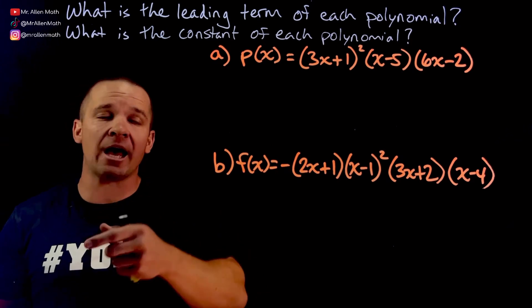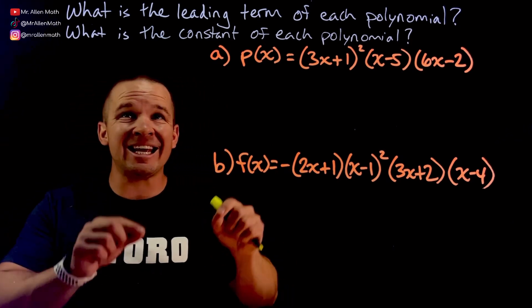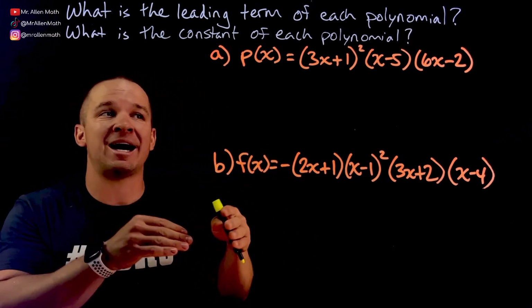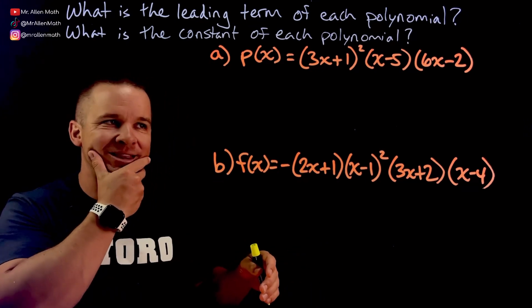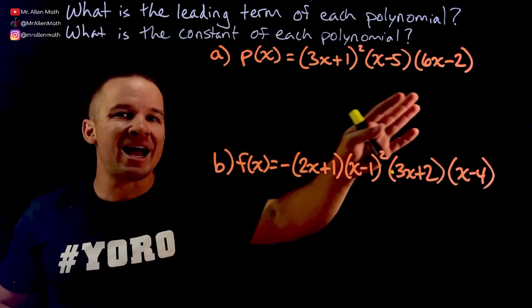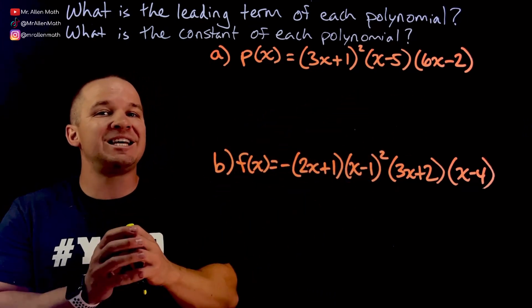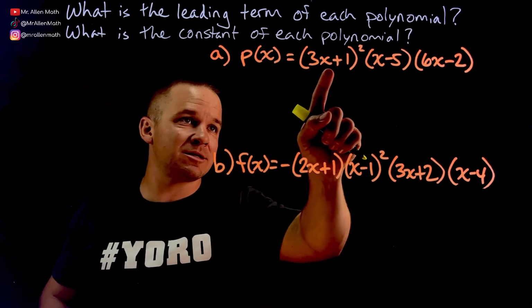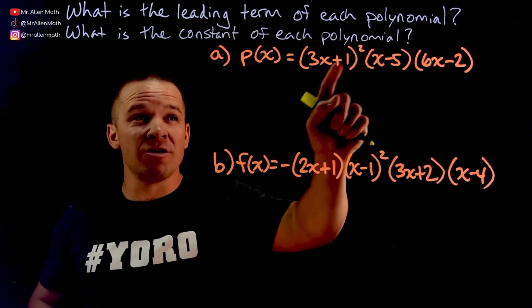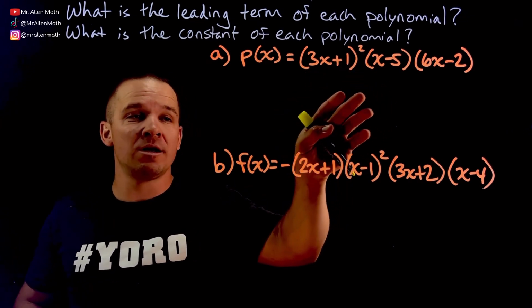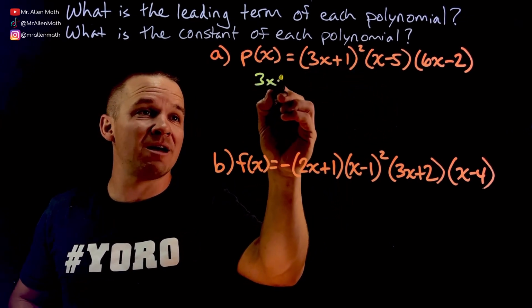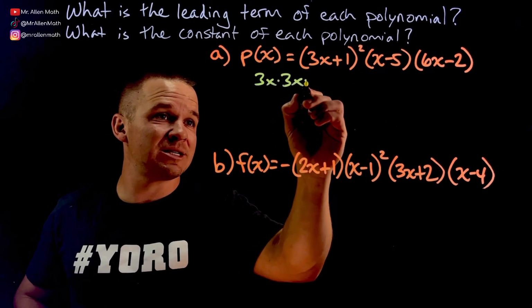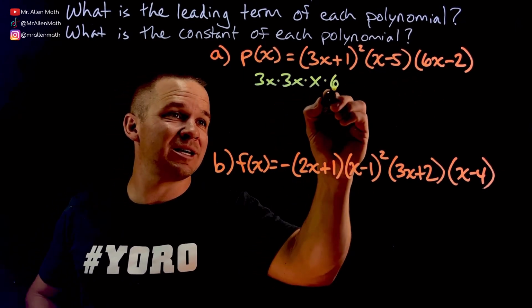And check this out, we can. If I'm looking for the leading term, the leading term is going to be my highest degree term. How am I going to get that? I'm going to have all of my x's multiplied together to get my highest degree. That's going to be the first term. This is squared here, so it would be 3x plus 1 times 3x plus 1. So that's going to be 3x times this x right here times that 6x.